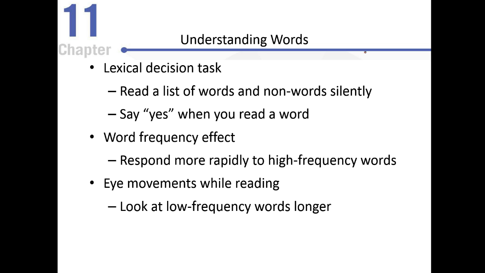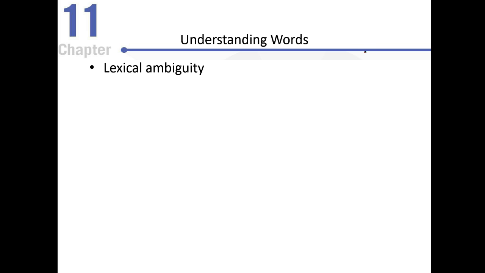It turns out that people also spend a longer time looking at low frequency words, and this involves our eye movements while we are reading. So words that occur with different frequencies affect our ability to access their meaning. Some words have more than one meaning. And you might wonder, well, how does this affect our ability to access the correct meaning of that word? This is called lexical ambiguity. This occurs when we have words that have more than one meaning.